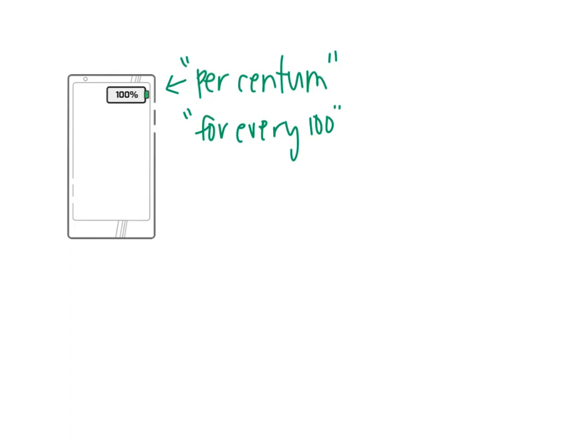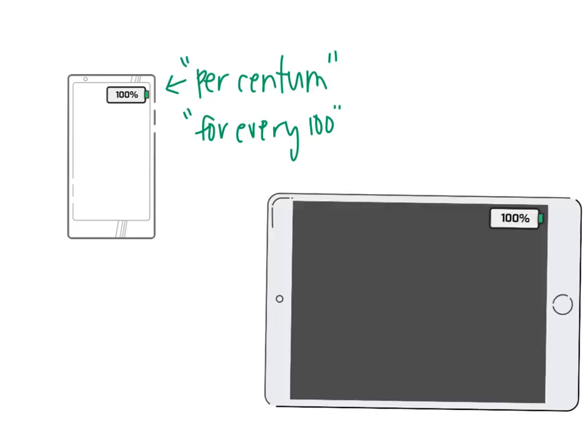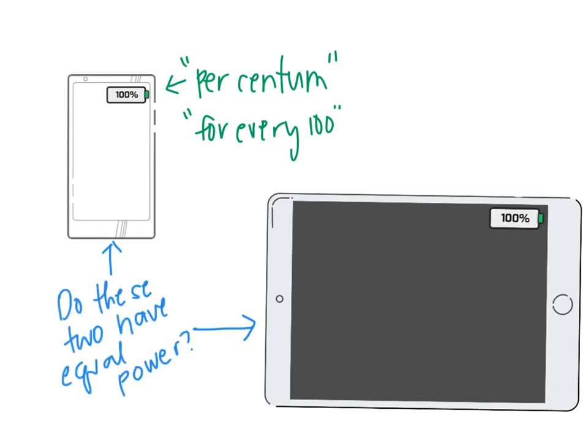Now, let's look at another example. This is a tablet, and its battery icon shows that it still has 100% of its charge. So think about this. Do these two have equal power?